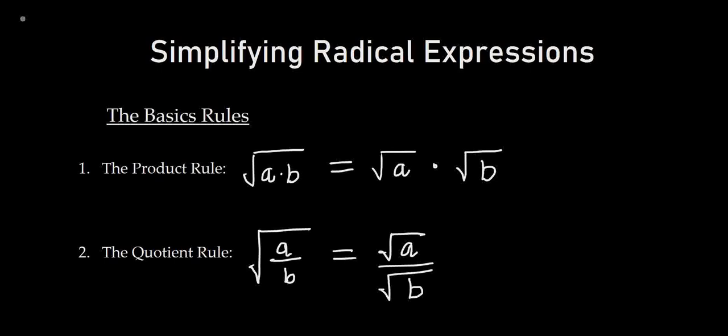Now, before we go into solving some of the problems, I want you to understand these basic rules. Number one is the product rule, and it states that the square root of the product of A and B is equal to the product of the square root of A and the square root of B. Number two is the quotient rule, and it states that the square root of the quotient of A and B is equal to the quotient of the square root of A and the square root of B. So these rules will be very useful as we progress.